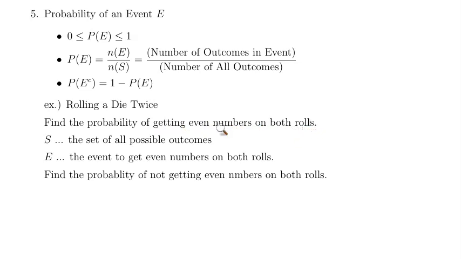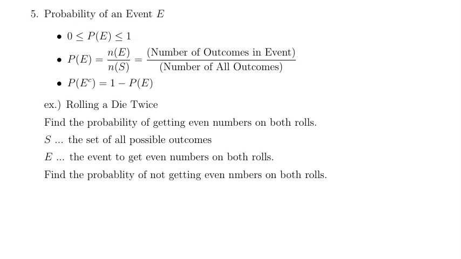All right, so here's the notation. I'm going to use S. This is called the universal set. This is the set of all possible outcomes. And E, in this case, is the event of getting even numbers on both rolls. So let's find the probability of getting even numbers on both rolls.